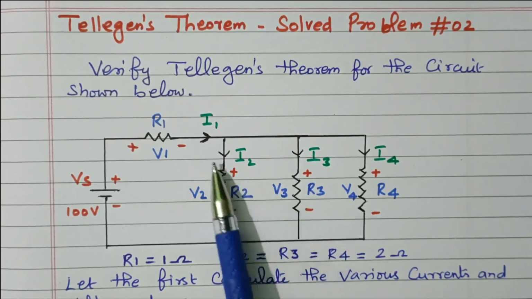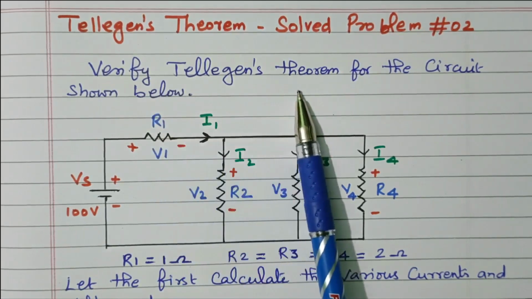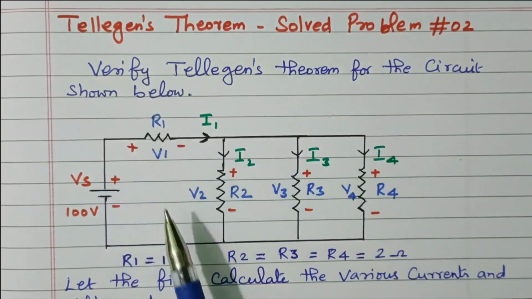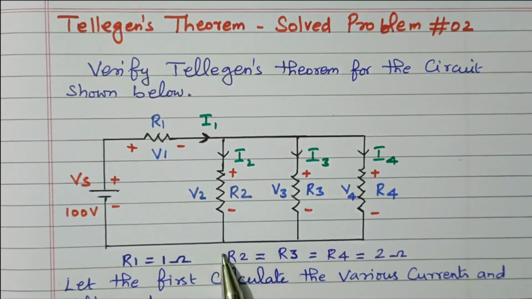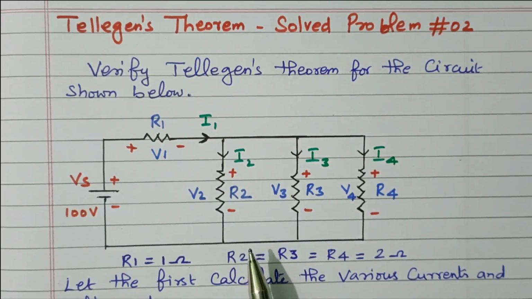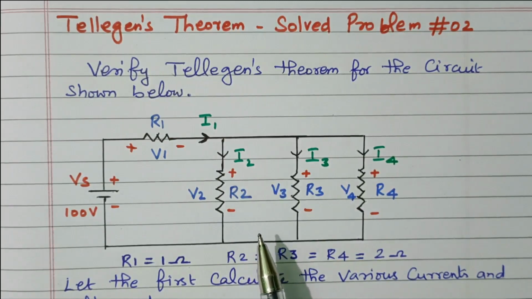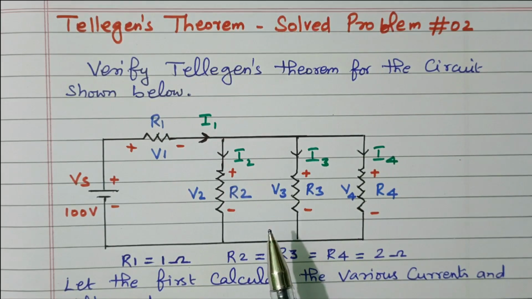Now we'll go to the topic. Verify Tellegen's theorem for the circuit shown below. We need to verify Tellegen's theorem for this circuit. Tellegen's theorem is nothing but, for any circuit, the sum of instantaneous power is equal to 0.